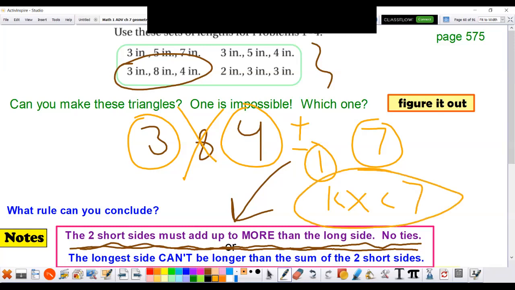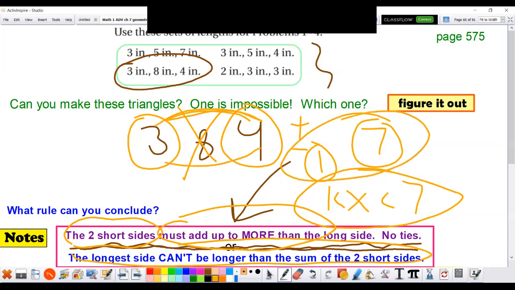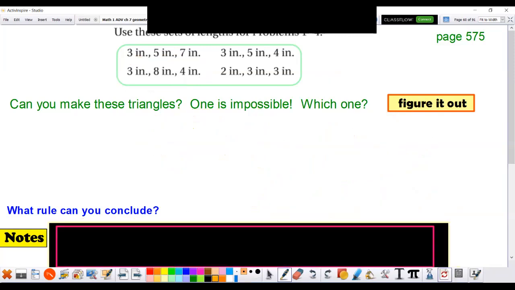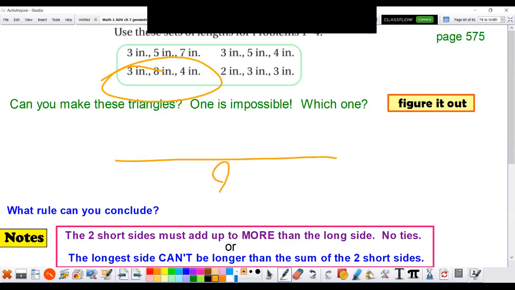So take the two short sides. They must add up to more than the long side. And the longest side can't be longer. So the easiest way, and it sounds confusing, just add them and subtract them and say, oh, it's got to be between 1 and 7. If you tried to draw 3, 8, and 4, and you wrote something that's 8 inches, and then said 3 inches, 4 inches, well, obviously it doesn't reach, does it? Yeah, see, that's the problem, okay? So that's how those work.